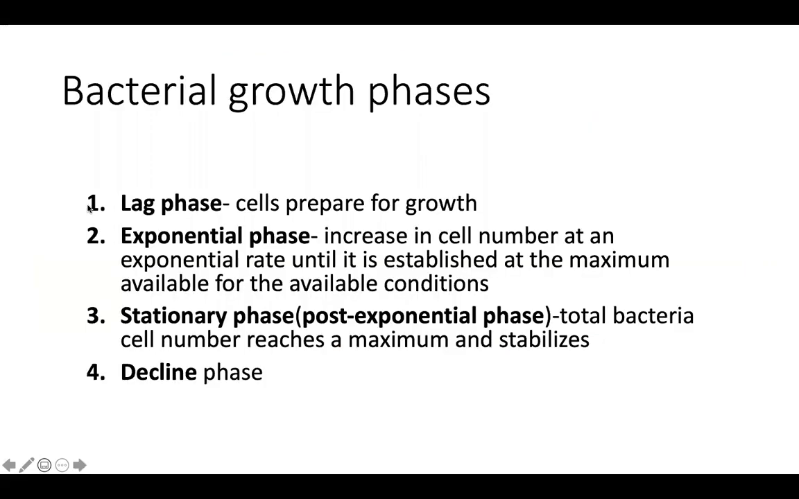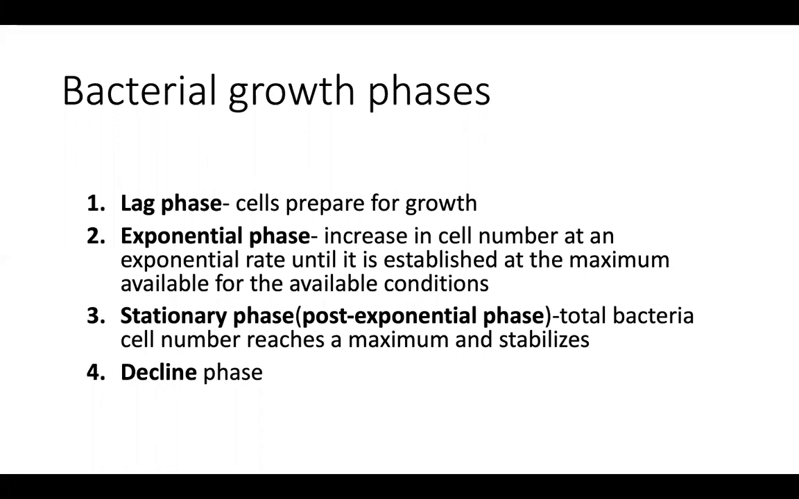So what is happening as bacteria form these colonies and as they become turbid? We refer to them as bacterial growth phases. So bacteria have different growth phases. We have the lag phase. In the lag phase, there is no increase in number. The cells are preparing for growth, so they're taking in nutrients and so on.